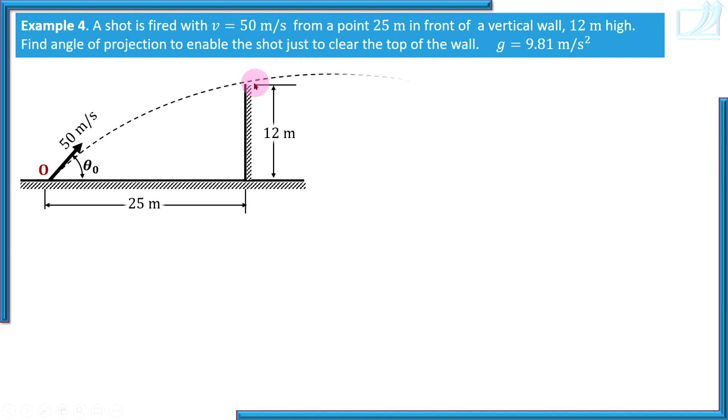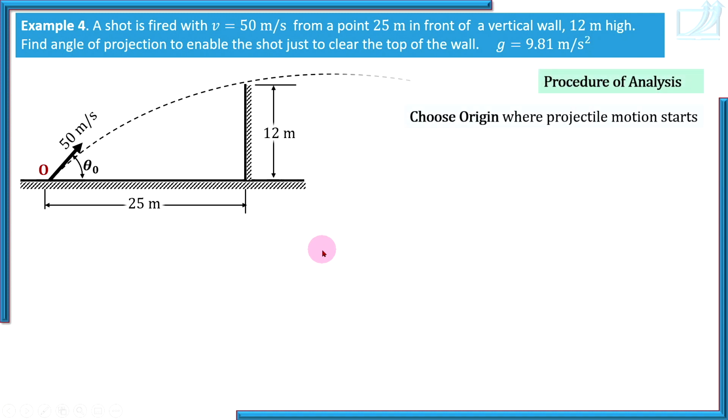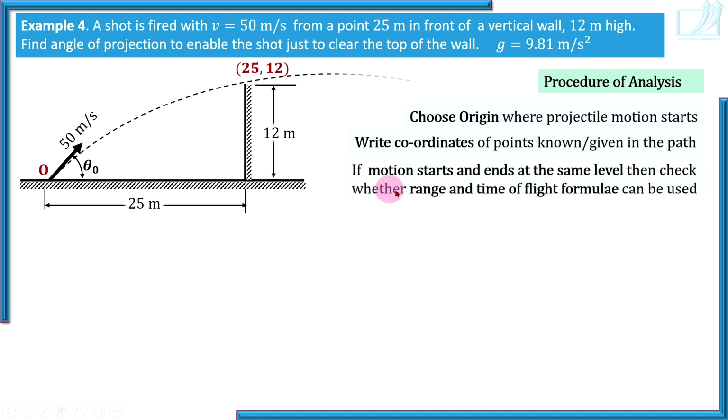So this is that path. It almost touches the top of the wall. You are asked to find theta 0 so that the projectile just touches the top of the wall and clears the wall. So let's follow the procedure. Choose origin where projectile motion starts. Write coordinates of points known in the path. So this point is almost in the path, so we can use coordinates of that point.